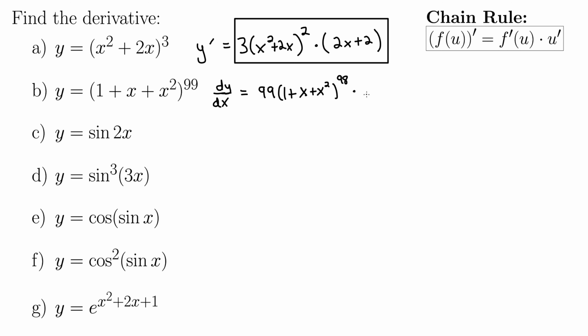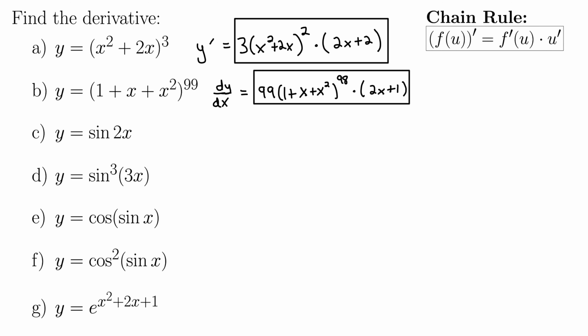Times, okay, now we take the derivative of the inside. How about 2x plus 1? I did it in a slightly different order there, but just to keep it in kind of a descending way. X squared became 2x, x became 1, 1 became 0 when we took the derivative. And there you have it, that's the derivative.